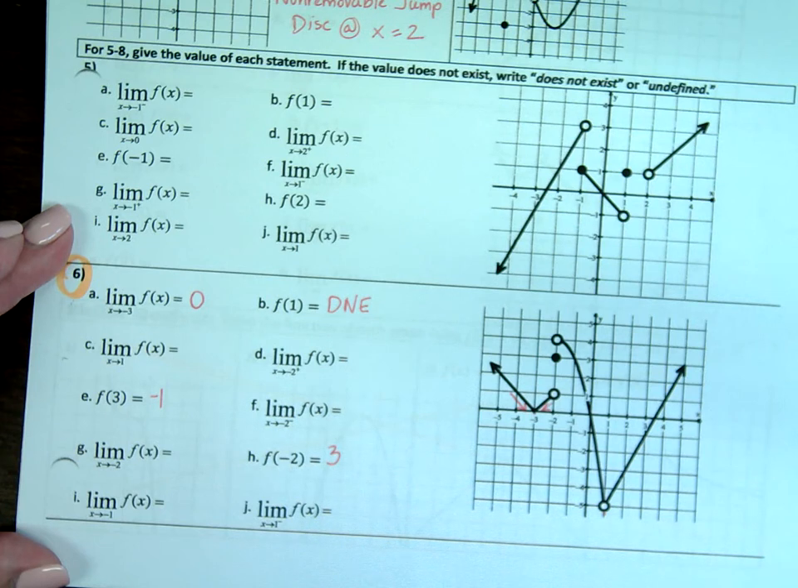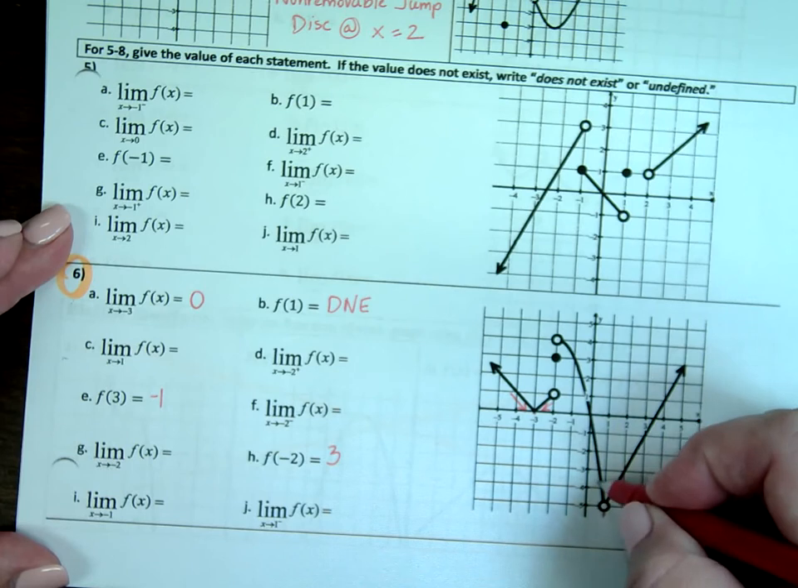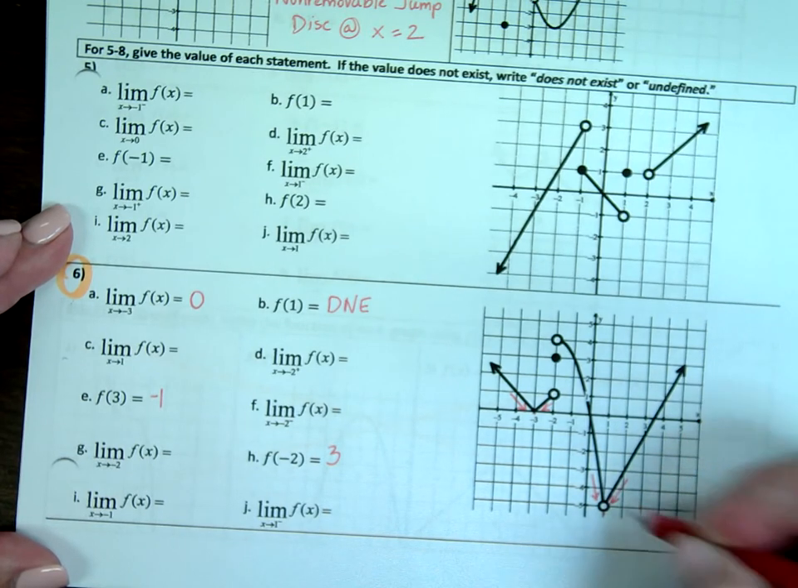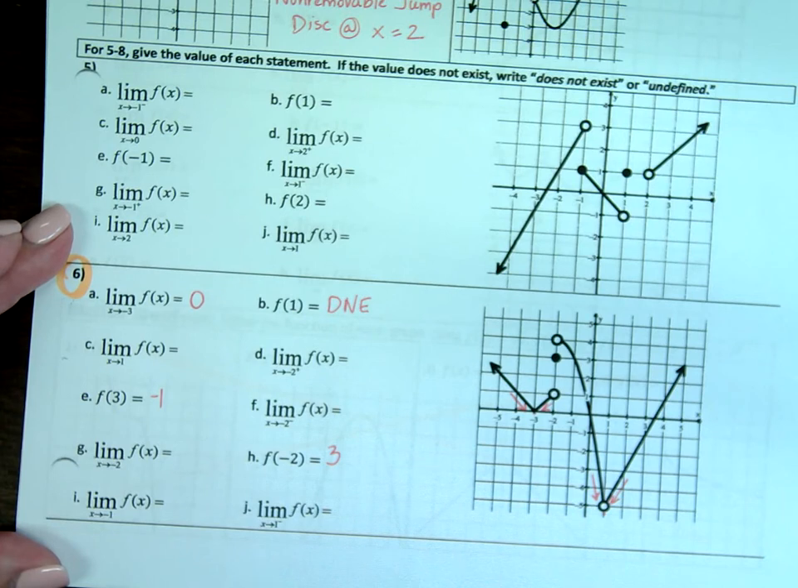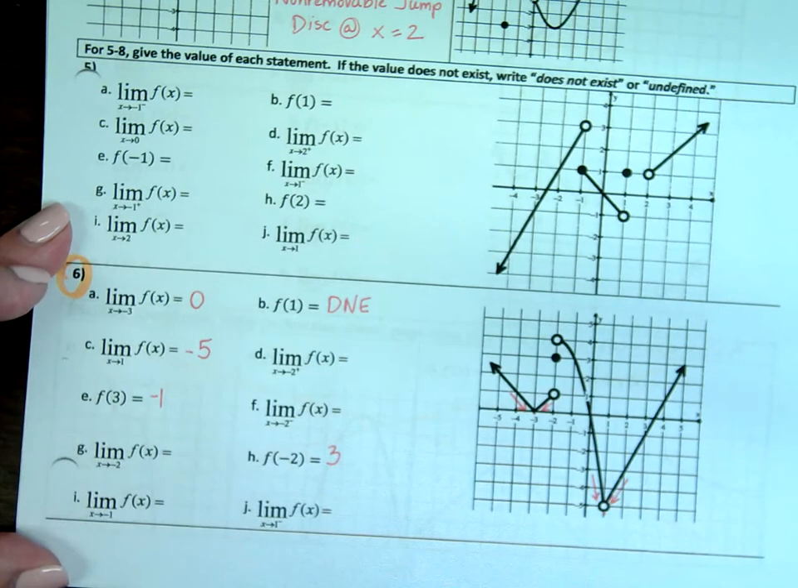What's it doing at 1? Here's 1. If I come from the left, I'm over here. If I come from the right, I'm over here. And I'm looking at what the y value approaches. It's approaching -5 from both sides. So my limit for this one is going to be -5, even though there's an open circle there and the y value actually does not exist. It's what the y value is approaching from the left and from the right.